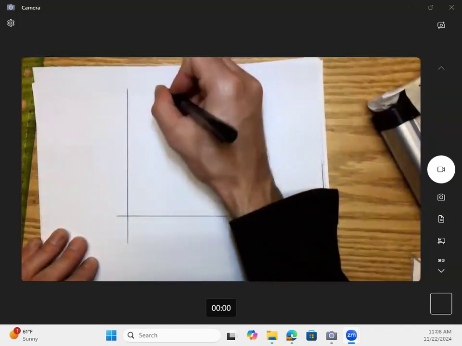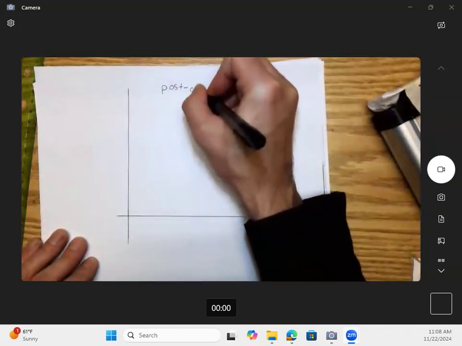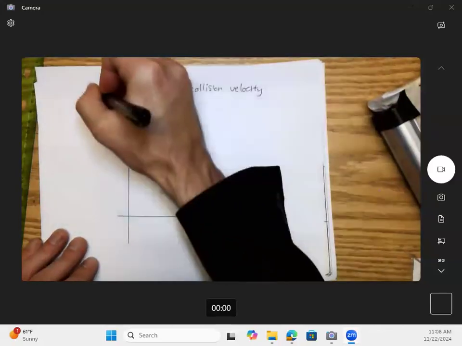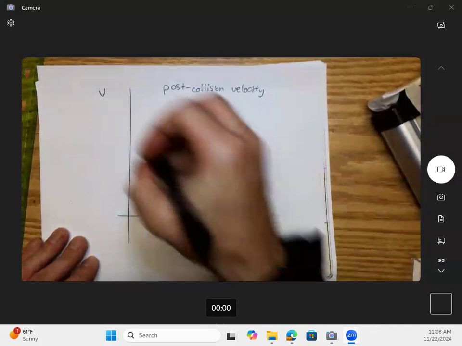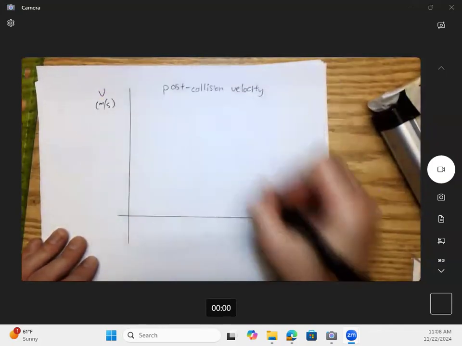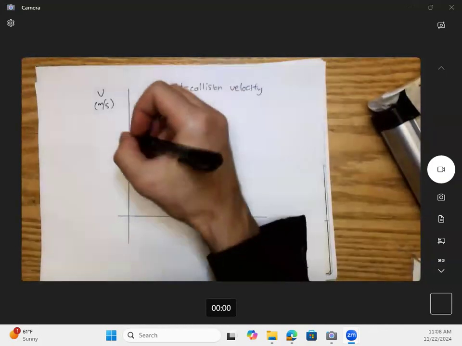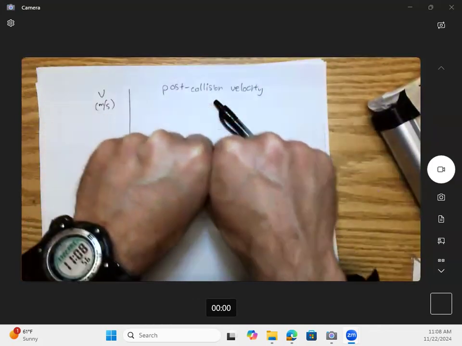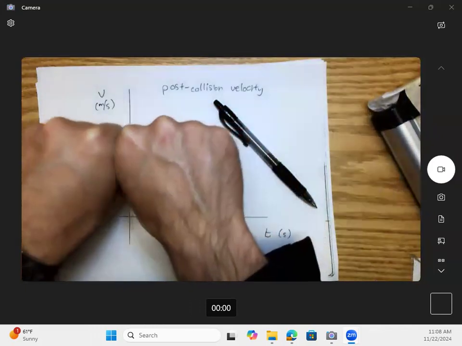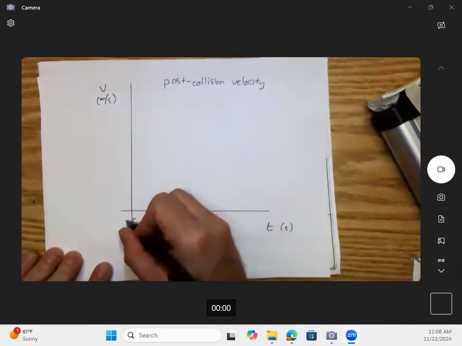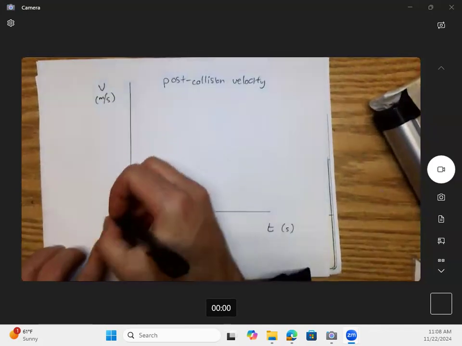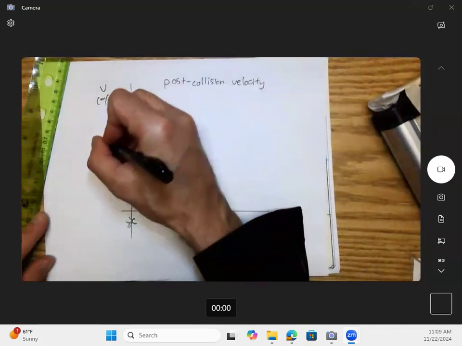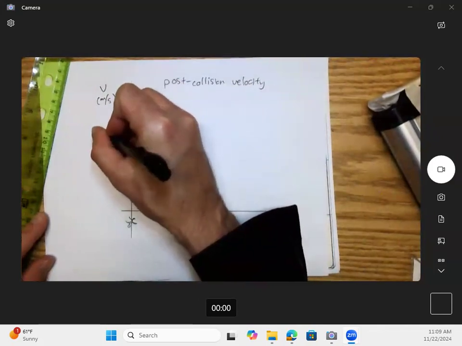Okay. So I'll call this graph post-collision velocity. This could be a velocity versus time graph. So one cart is coming along, bam, slams into the other one. Now, right at the moment that they collide, let's call that time zero. Bam, right there, time zero. So we can get what's going on post collision. There's some v post, a post-collision velocity.